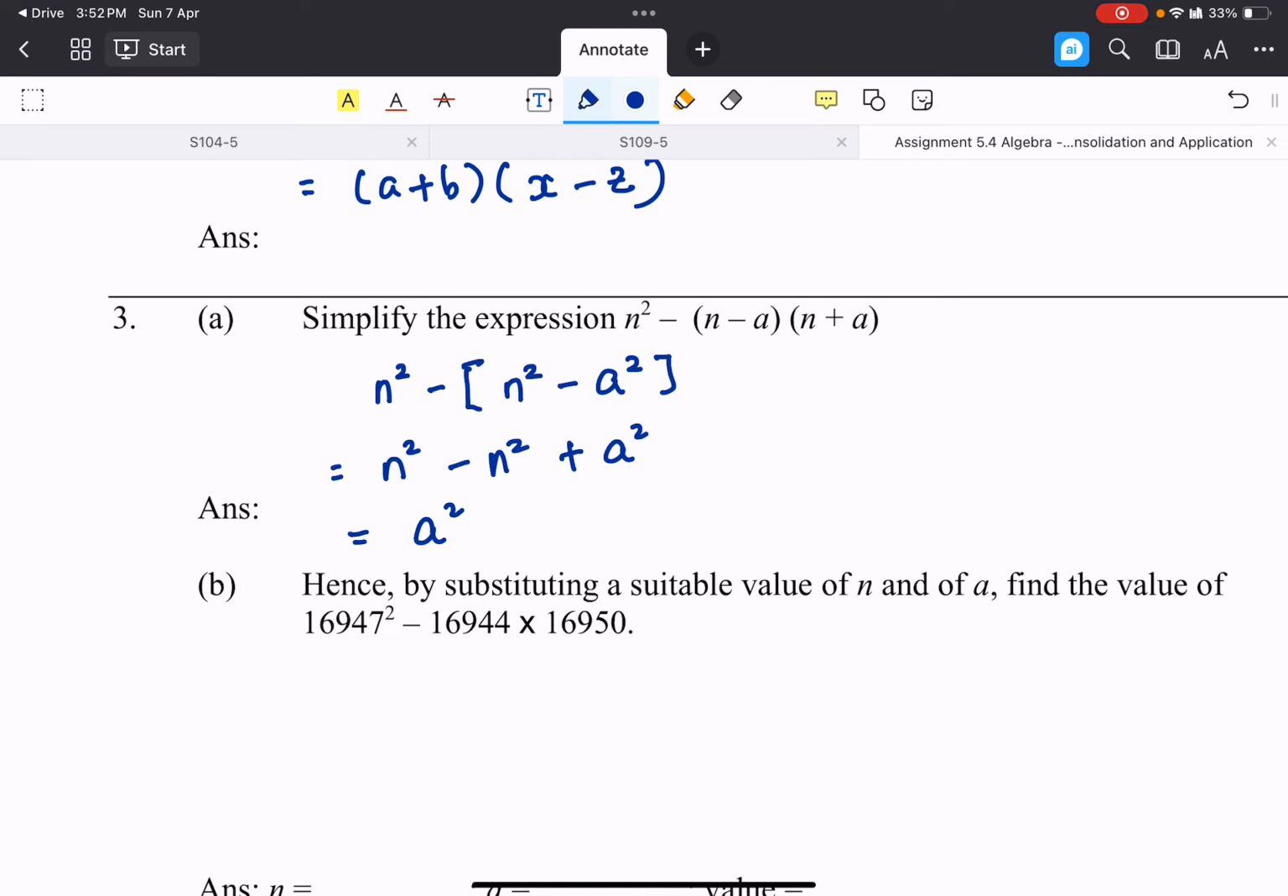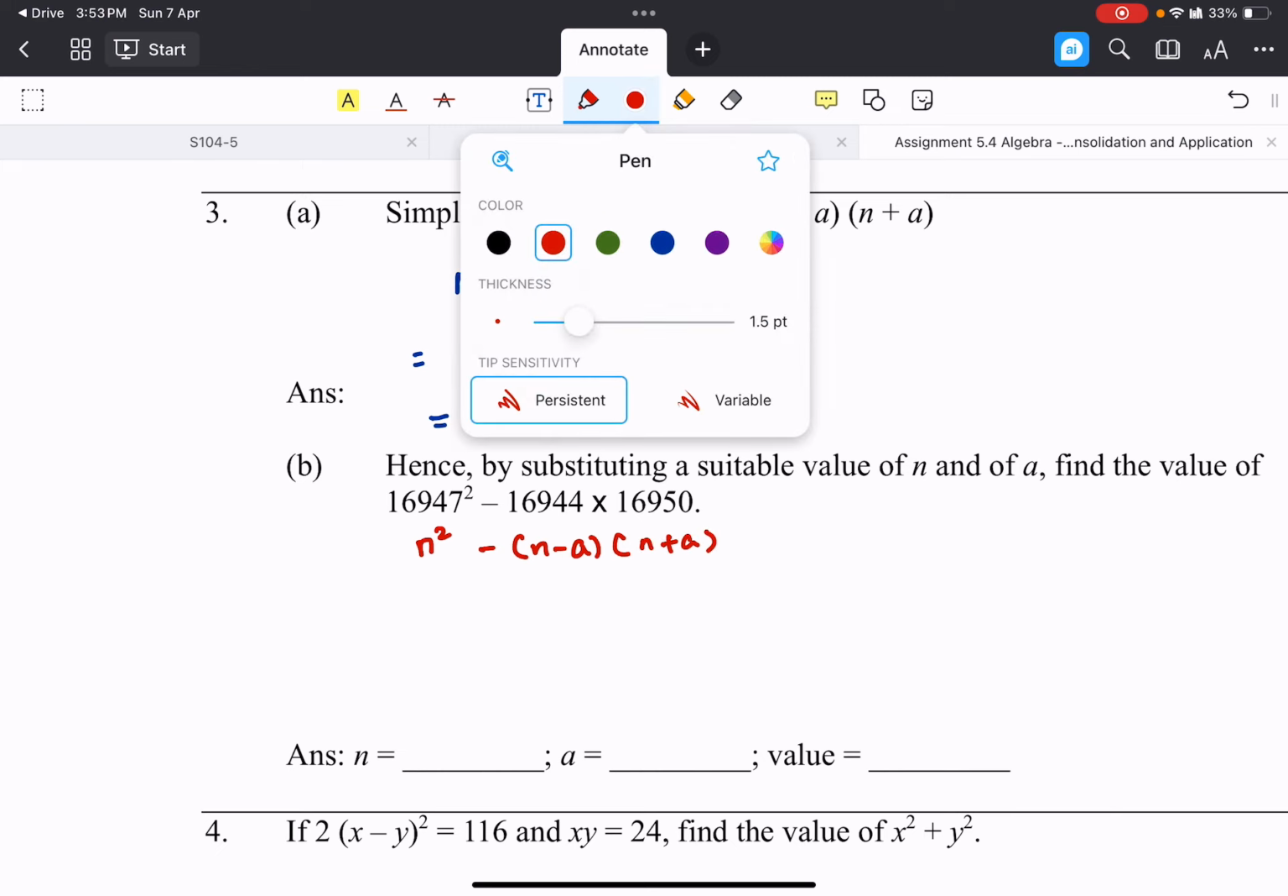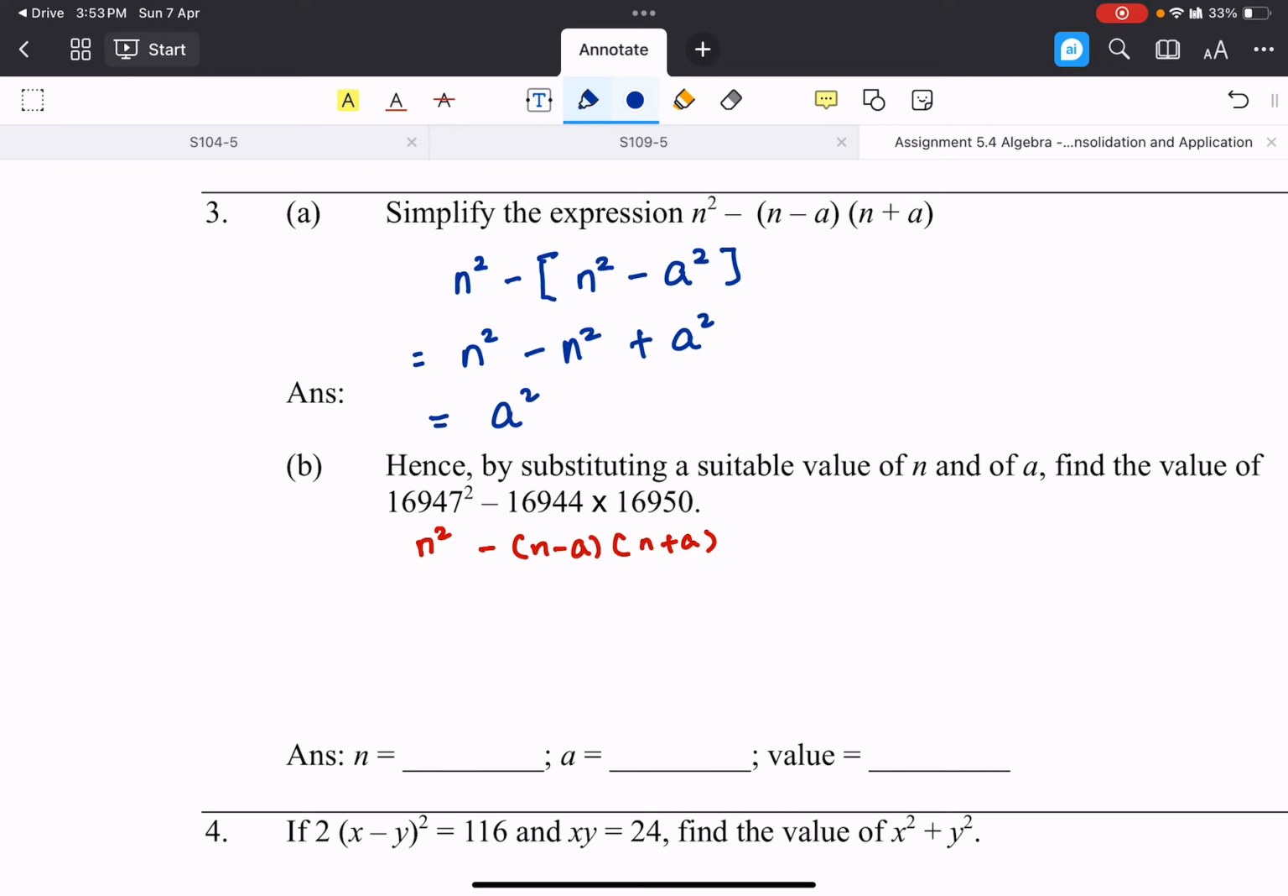So they say, hence, by substituting a suitable value for n and a, find this value. So I'm going to compare this and say, okay, in this case, let me write it in a different color. This is my n squared, right? And so this will be my n minus a, and this will be my n plus a. So just doing a quick comparison, I should be able to see that my n is actually 16947, and my a will just be 3, right?